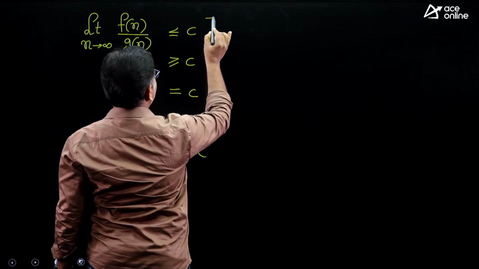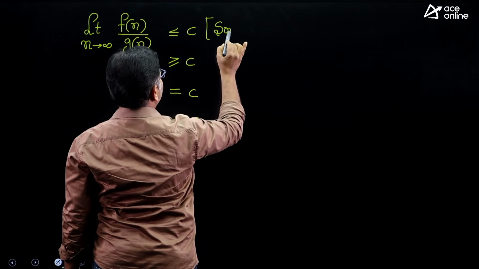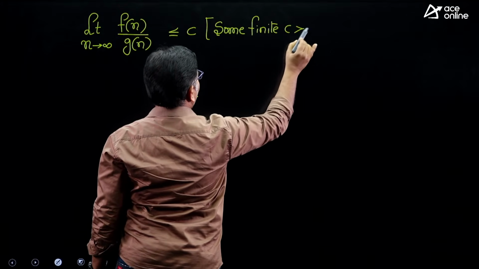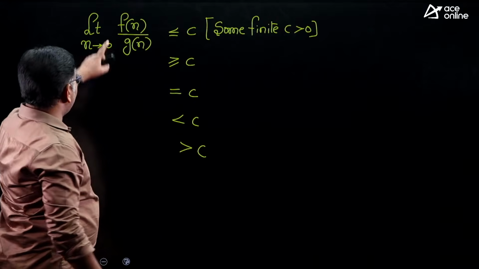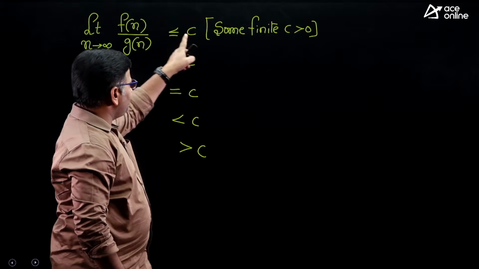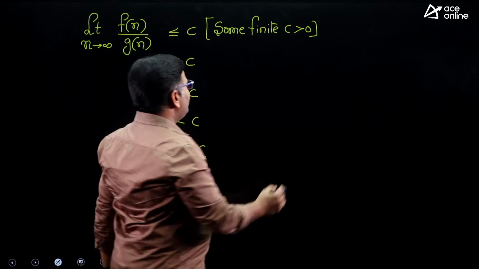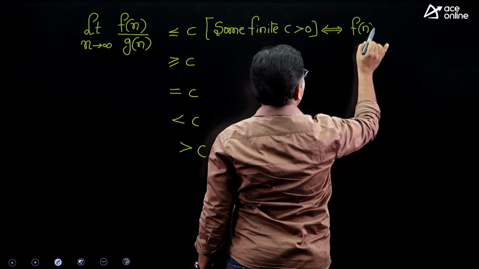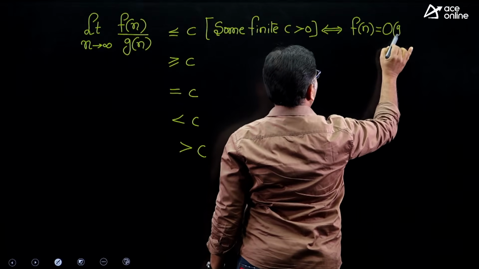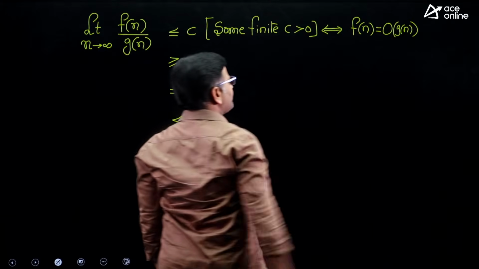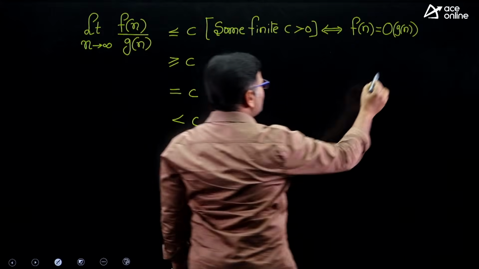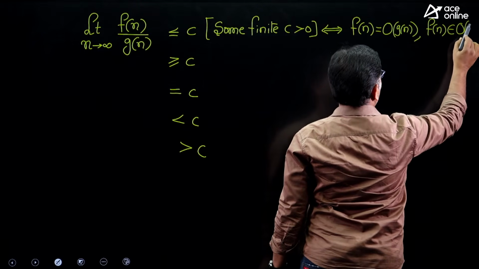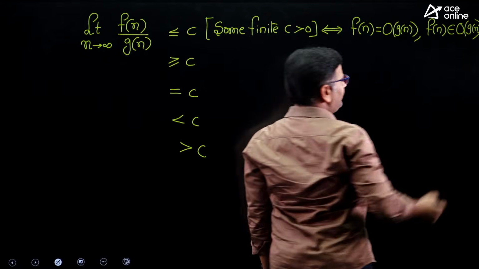Here one condition is it should be true for some finite c, not for every c, some finite c greater than 0. That means the ratio between these two is less than or equal to c, for some finite c greater than 0. In that case we can conclude that the numerator function f of n is equal to order of the denominator. Mathematically we can also refer to this statement as f of n belongs to order of g of n. We are showing it like this.